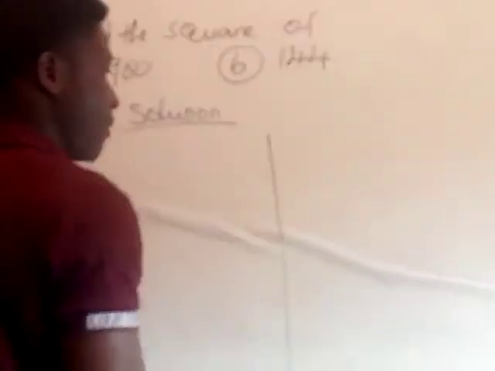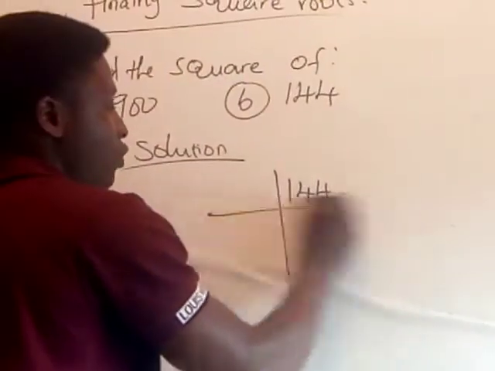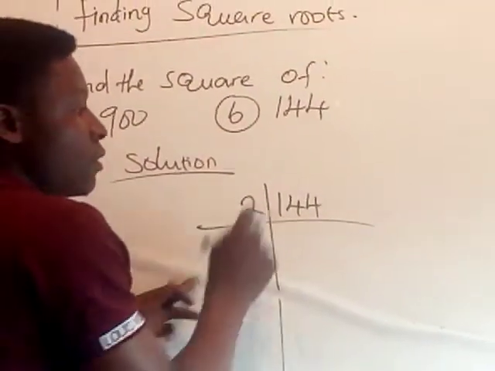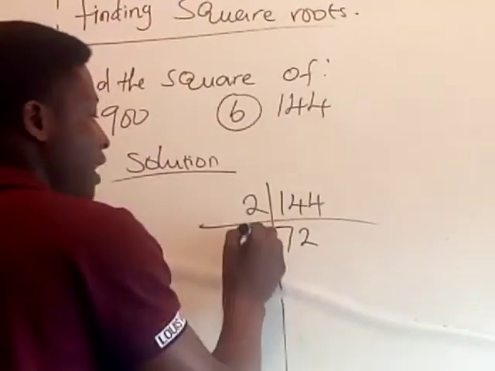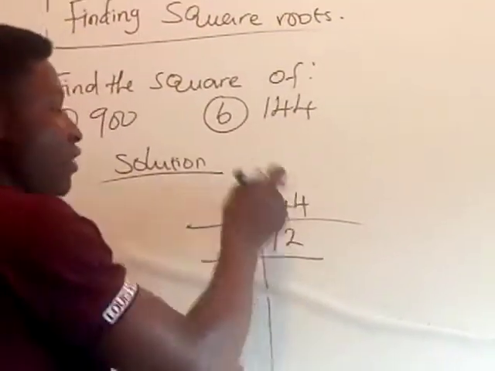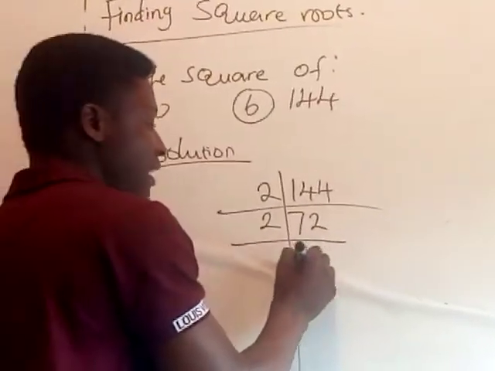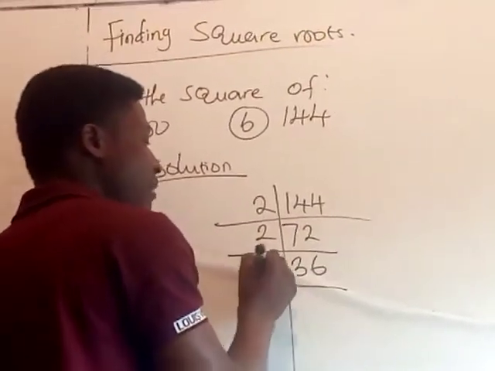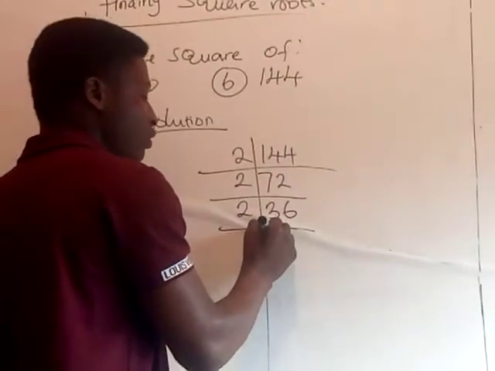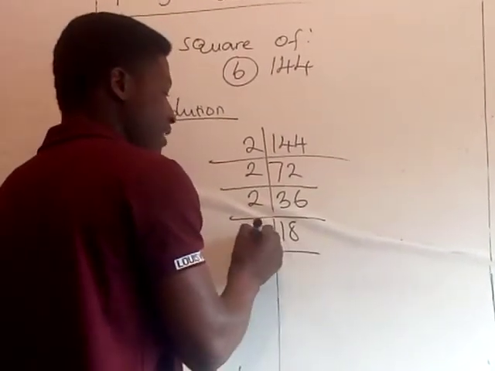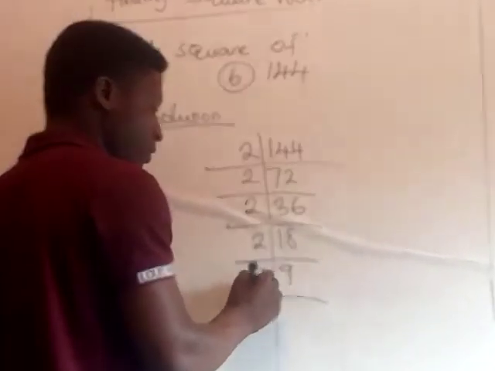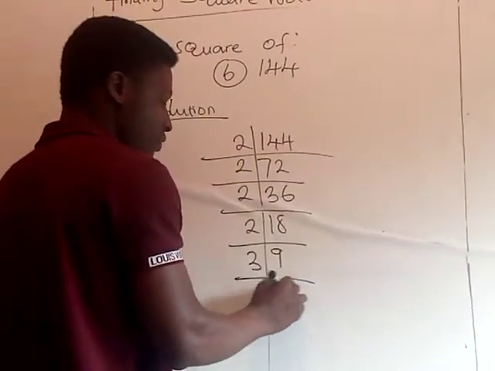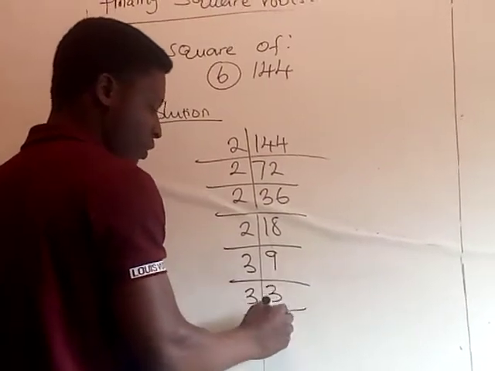Then, 144. We're going to use the same pattern to solve everything. So, you have 144 to be divided by 2. 144 divided by 2 will give you 72. Then you divide by 2 again. If you divide it by 2, you are going to have 36. Then you divide by 2 again. If you divide by 2, you are going to have 18. Divide by 2 to give you 9. Now 2 can't divide it again, so you go with 3. 3 into 9 will give you 3, and 3 into 3 will give you 1.